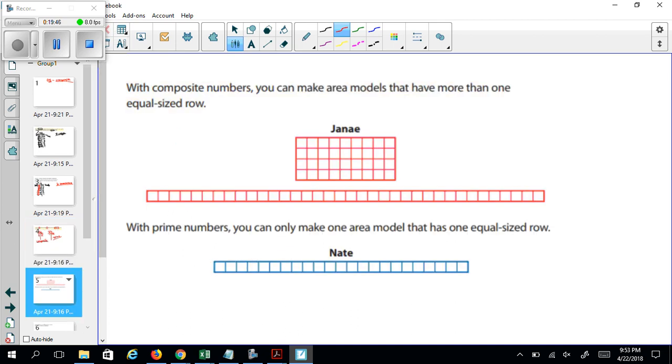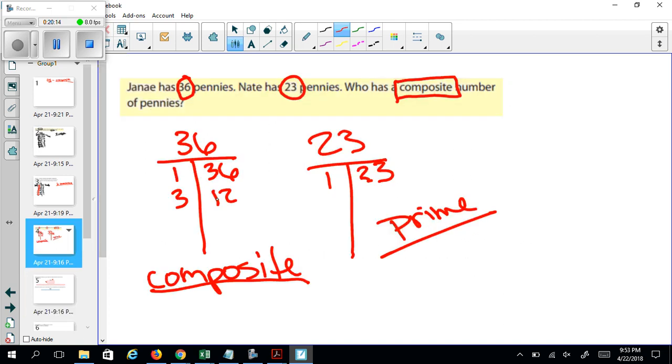Okay? Now, here's another way that you can look at prime and composite. If you were to make models, let's say you wanted to do 36. Okay? So here I have 4 rows, and I have 1, 2, 3, 4, 5, 6, 7, 8, 9 in each row. Now, that's not one that we did over here, but it doesn't matter because remember, as soon as you have another factor pair that you know equals 36, you know it's composite.